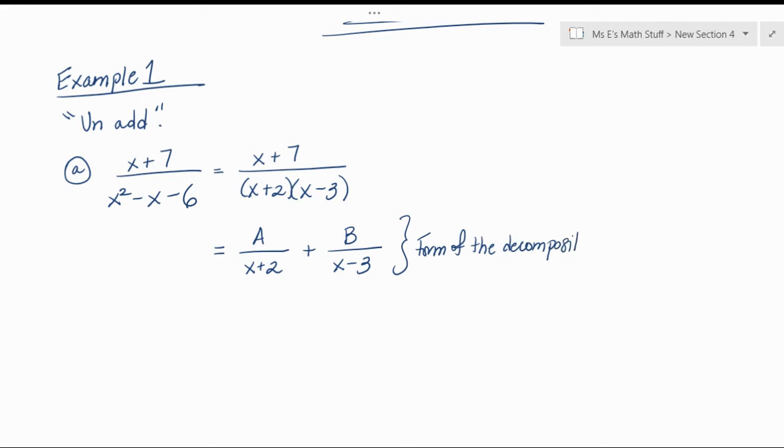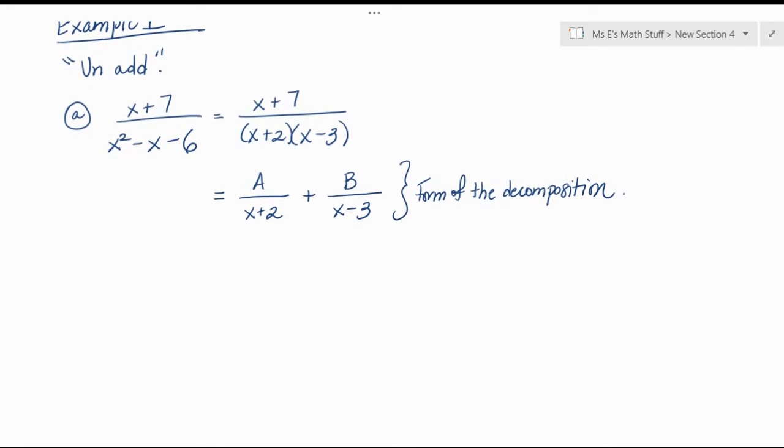And it is an important step to not skip. Okay, now the next thing that we're going to do, and this is part of the reason that I started you out with that warm-up of adding fractions, the next thing we're going to do is add these fractions together. I know it sounds counterproductive, but it isn't.